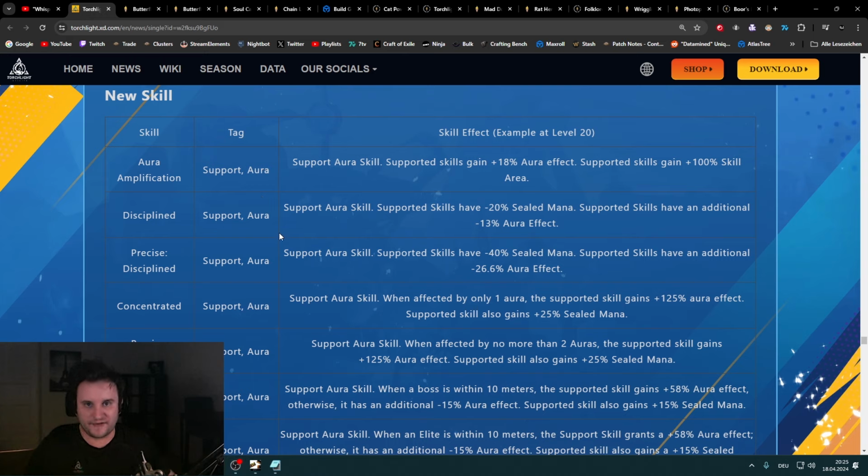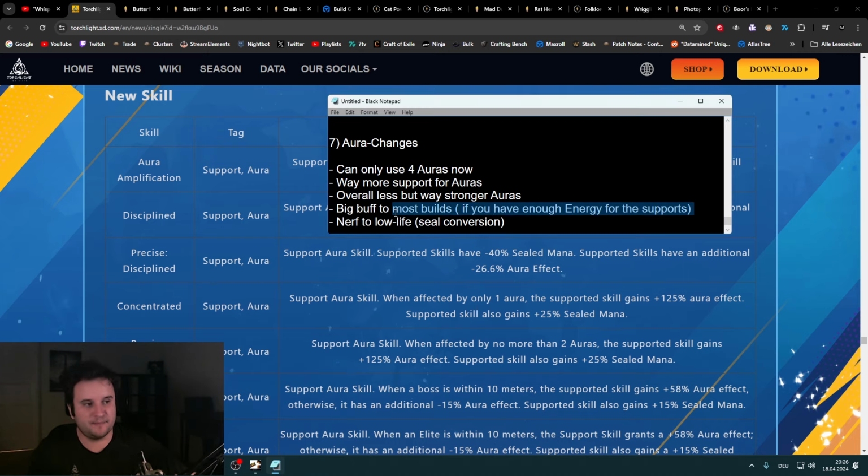This will also make aura effect from external sources a lot less desirable because you're already getting so much from your support gems. So multipliers will still be good, for example, from talents, but stuff like increased, there's just adds on top of this will be a lot worse. So while I think this is a big buff to most builds, it is also most likely a nerf to low life builds with seal conversion.